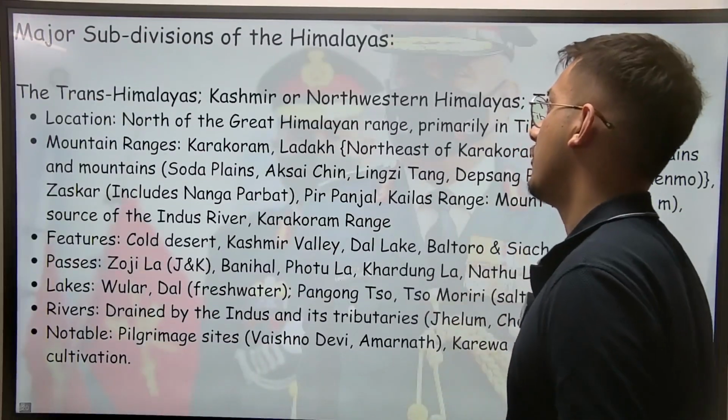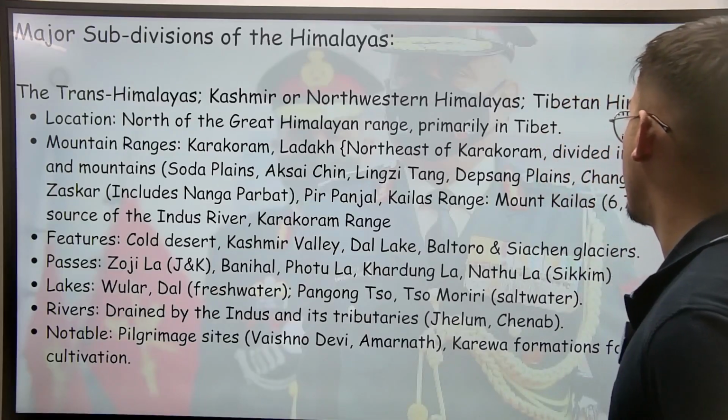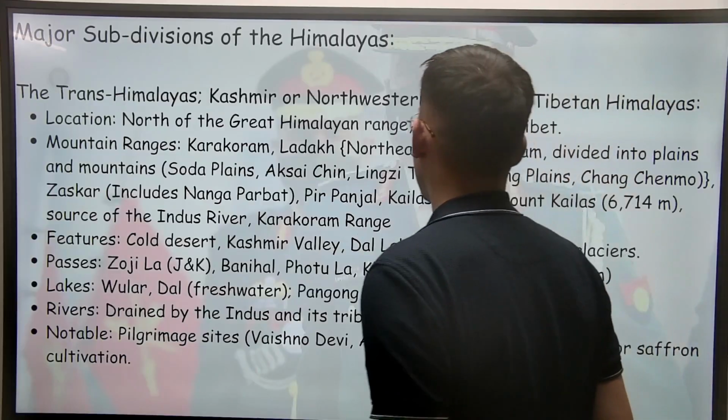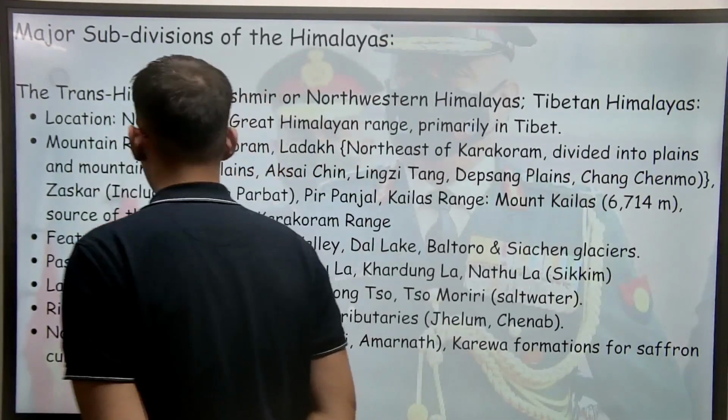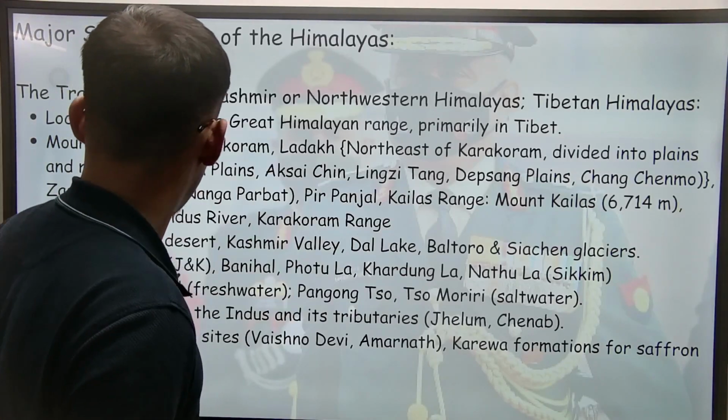Now we come to major subdivisions of the Himalayas. The Trans-Himalayas, Kashmir or Northwestern Himalayas, Tibetan Himalayas. Location: north of the Great Himalayan Range, primarily in Tibet. Mountain ranges are Karakoram, Ladakh, northeast of Karakoram divided into plains and mountains. We have the Depsang Plains, Siachen, Lingzi Tang, Aksai Chin, Chang Chenmo, Zaskar. Zaskar includes Nanga Parbat, Pir Panjal, Kailas range. Mount Kailas stands at 6714 meters.